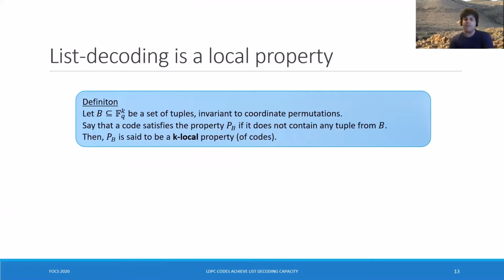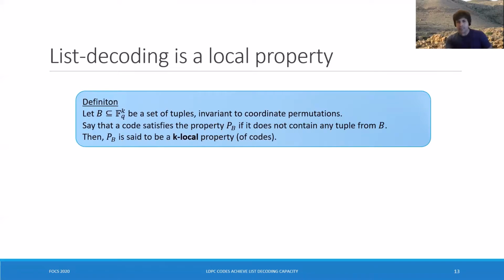So now we're going to make the following generalization. Let B be some set of bad k-tuples that is invariant to coordinate permutations. And we're going to define a property P_B. We're going to say that a code satisfies P_B if the code avoids containing any bad tuple, so it doesn't contain any tuple from B. Such a property P_B is called a k-local property.